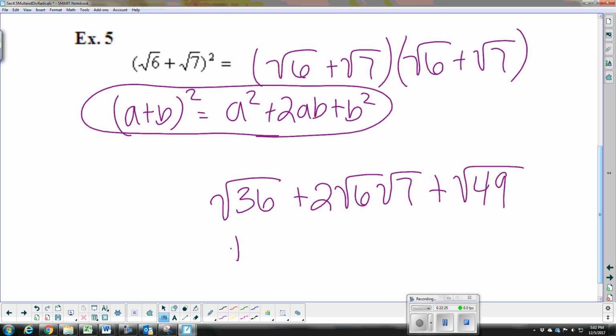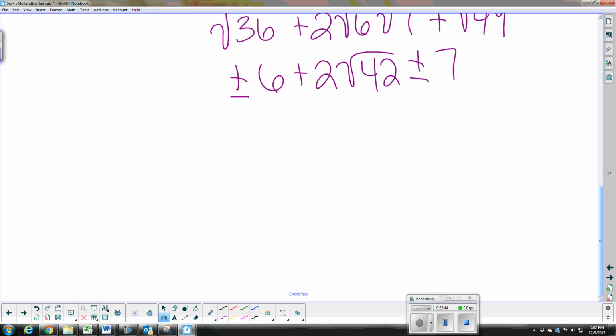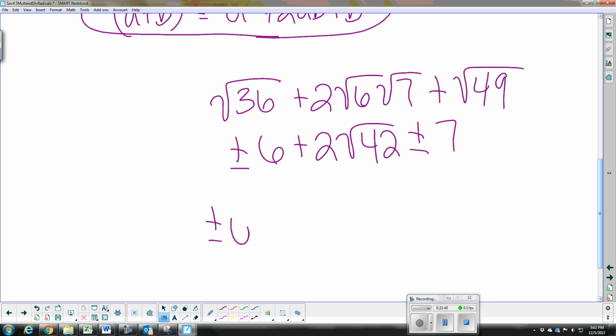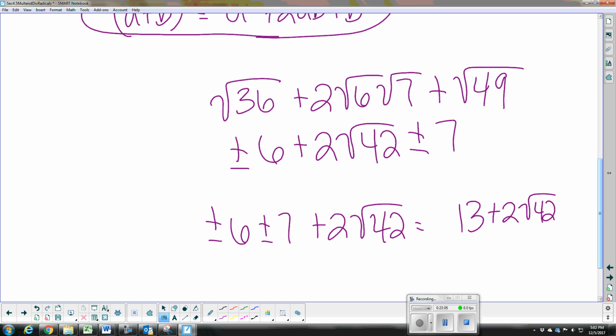All right, so square root of 36 is plus or minus 6, plus 2 times the square root of 42, plus or minus 7. All right, so we have a couple answers here for this problem. So we've got plus or minus 6, plus or minus 7. We can combine these terms. Plus 2 times the square root of 42. So 6 plus 7 is 13, plus 2 times the square root of 42. Negative 6 minus 7 is negative 13. So plus or minus 13 plus 2 times the square root of 42. Or we could have negative 6 plus 7, which is 1 plus 2 times the square root of 42.